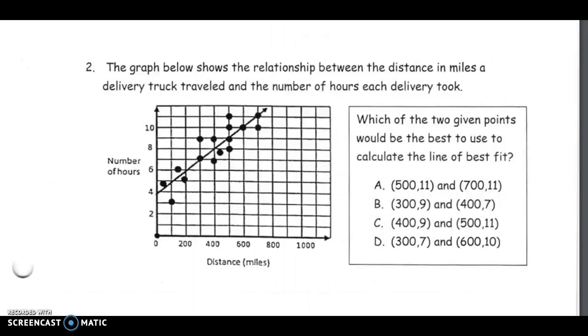Number 2, the graph below shows the relationship between the distance in miles a delivery truck traveled and the number of hours each delivery took. We have the number of hours here, distance in miles. Which of the two given points would be the best to use to calculate the line of best fit?